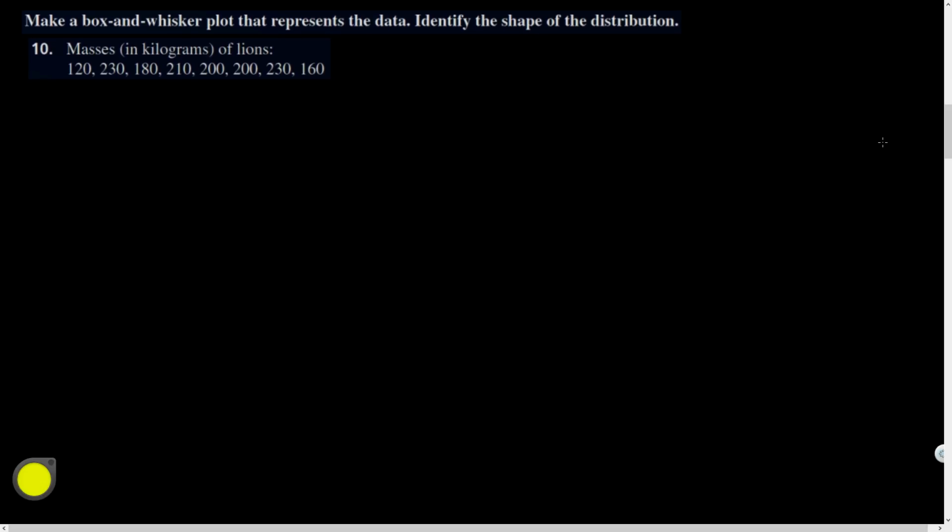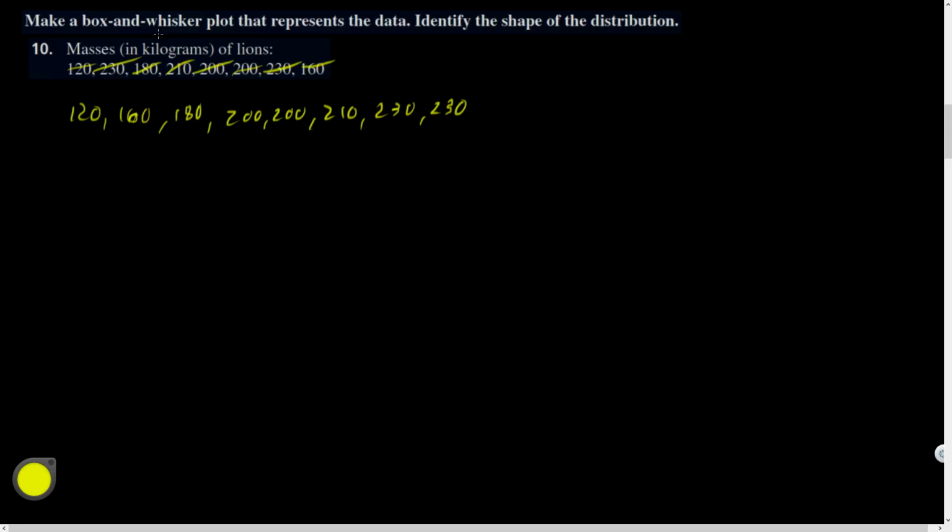Let's just look at macro themes today as best we can. It says, make a box-and-whisker plot that represents the data. Identify the shape of the distribution. I think it'd be helpful to organize it from least to greatest. You guys agree? 120, 160, 180, 200, double 200, 210, double 230. Question. What is the mode?